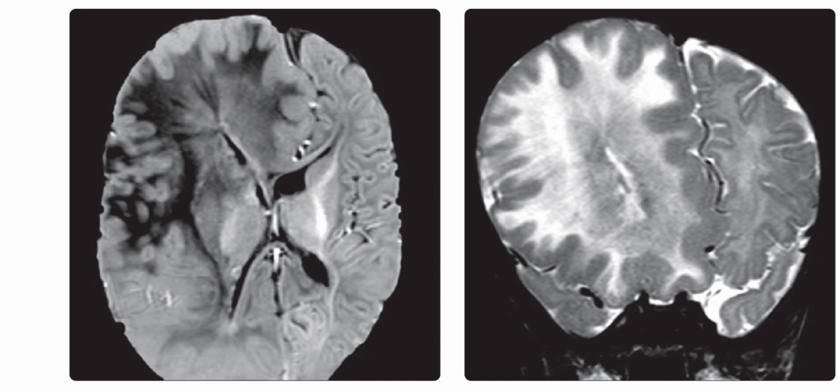On the right is the coronal T2 weighted MRI in the same patient, and it emphasizes the size difference between the right and left hemispheres, in this case of classic hemimegalencephaly.